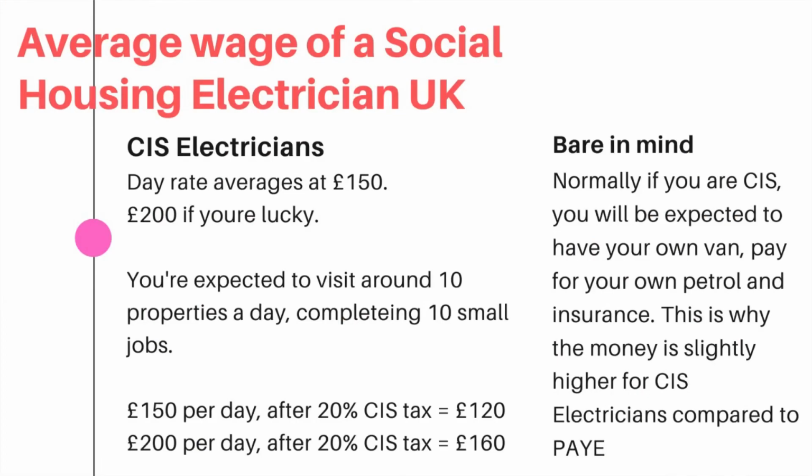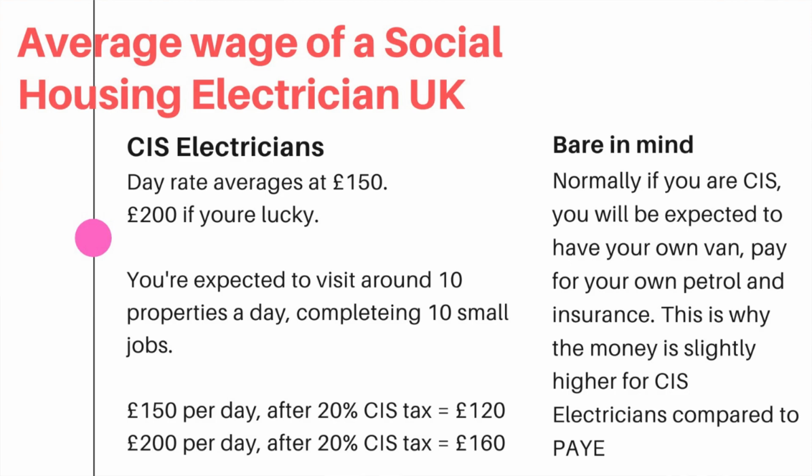You do also have the option to be on the construction industry scheme, which is basically like a self-employed electrician, and they actually get a little bit more because they're not getting the company benefits. Most of the time they don't get the van, they don't get the petrol covered. So the average day rate for a self-employed social housing electrician is about £150, £200 if you've been in it for a very long time and you can negotiate it with the big boys, but normally £150 a day.